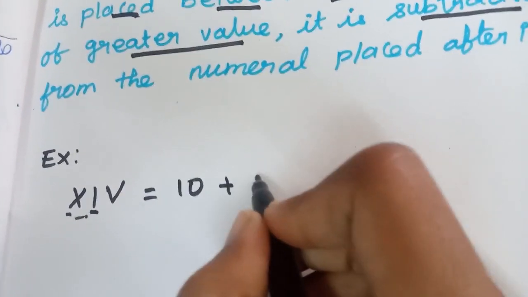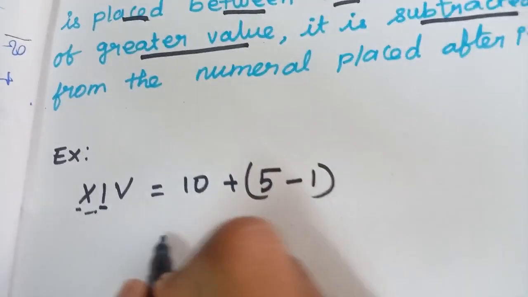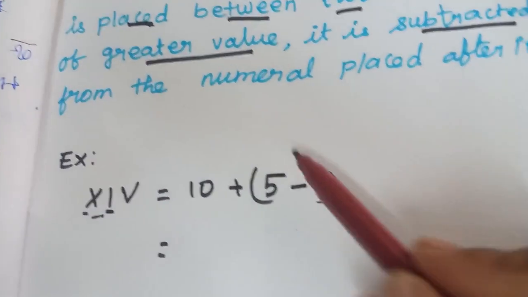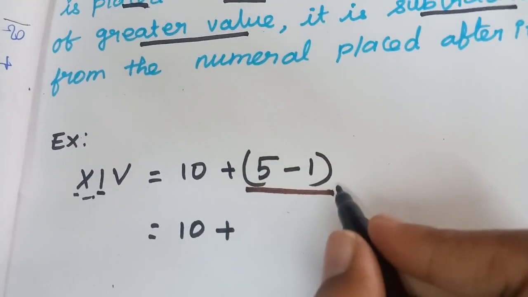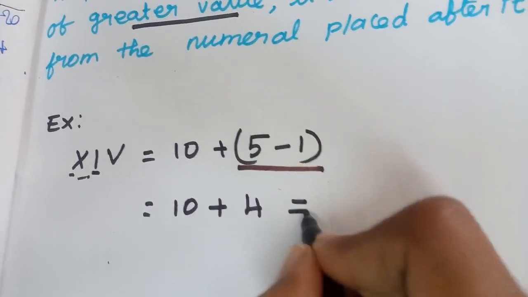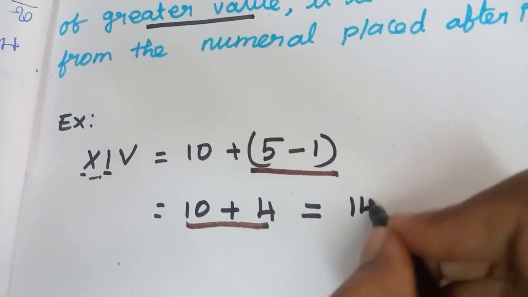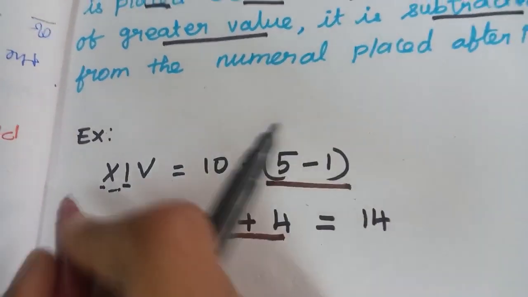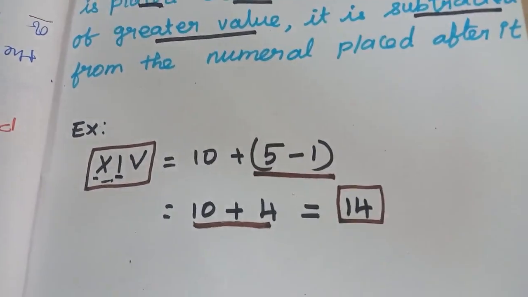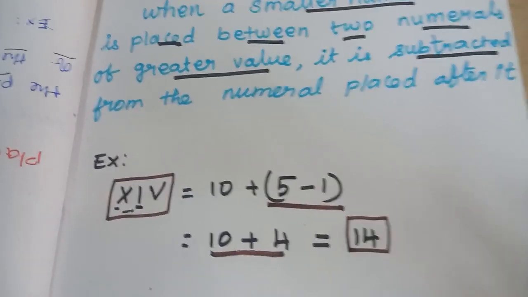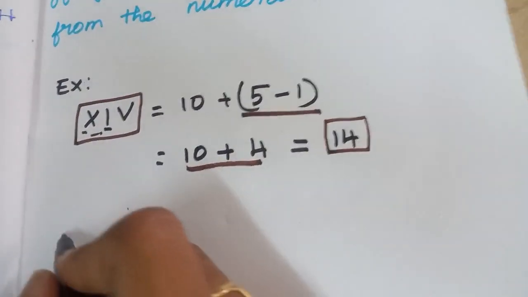So 5 minus 1. First you have to do that subtraction. 10 plus 5 minus 1: 5 minus 1 is 4. Next you have to do the addition: 10 plus 4 is 14. So this Roman numeral represents 14. This is the way you have to identify the number. Any doubts? Okay, one more example.